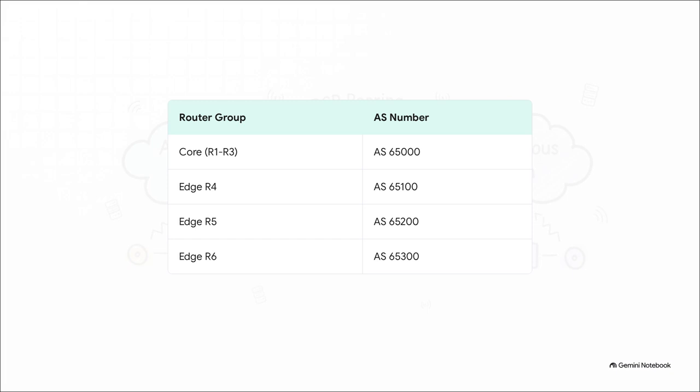BGP routes between entire autonomous systems, or AS numbers. Notice how our numbers are assigned here. Our core triangle, R1, 2, and 3, all share one unified autonomous system, AS 65,000. But look at the edge routers. They're completely separated. R4 is AS 65,100, R5 is 65,200, and R6 is 65,300. This deliberate separation makes this a true BGP exercise. We're basically mimicking how different ISPs connect to a massive internet backbone.